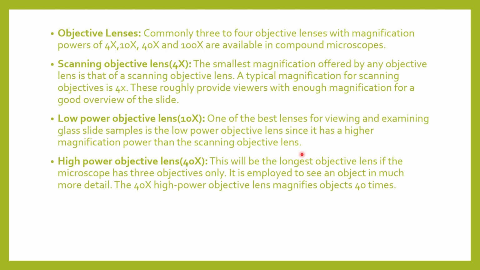Okay, and then next, if you want the sample to be focused a little more, if you want to learn in detail about it, then you can use the high power objective lens, which is 40x. Okay, 4 times greater than this 10x. So this will be the longest objective lens if the microscope has only 3 objectives. It is employed to see an object in much more detail. The 40x high power objective lens magnifies the object 40 times.